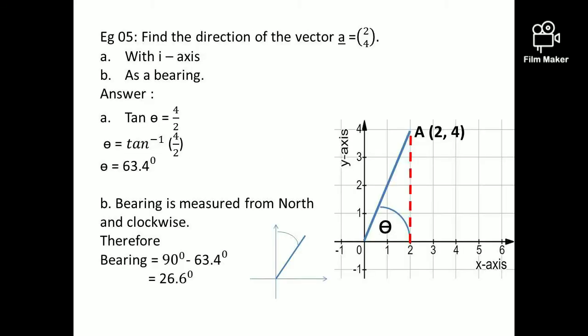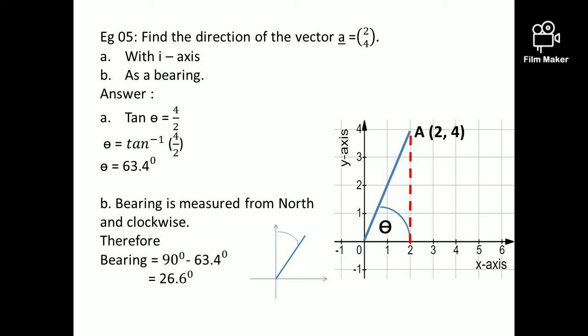In this example, they have given a vector A = (2, 4). Other than that, you can say 2x plus 4y. Then we need to find the direction of the vector with the y-axis. And the second part is we have to measure it as a bearing. Let's try to find the answer with the y-axis.